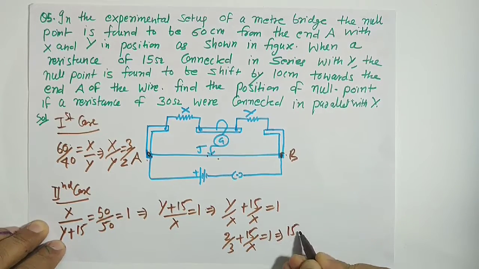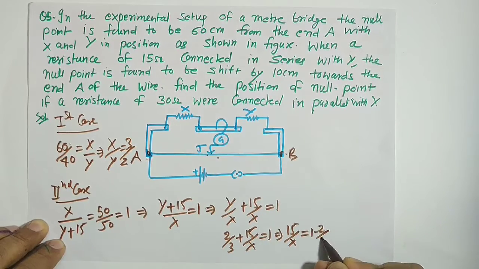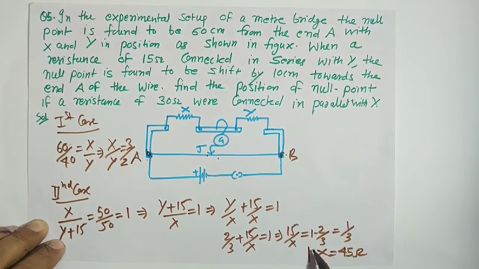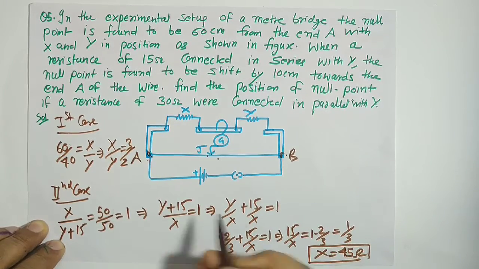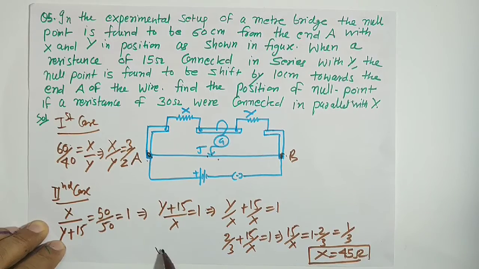And then 15 by X is what? If I take it to this side, it will be what? 1 by 3. And X will be what? 45 ohm. This is X, and you put it here, X, you will get 90 by 3, so Y will come what? Tell me, 30 ohm. Got it or not?